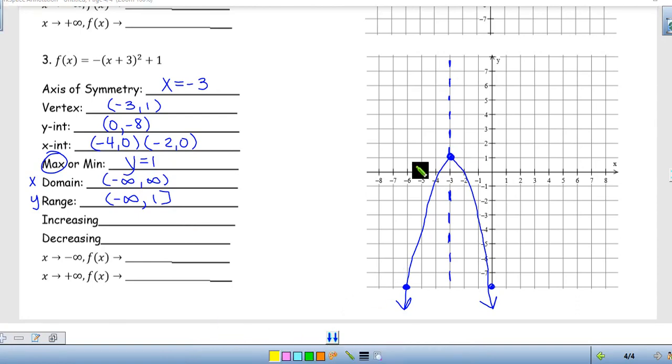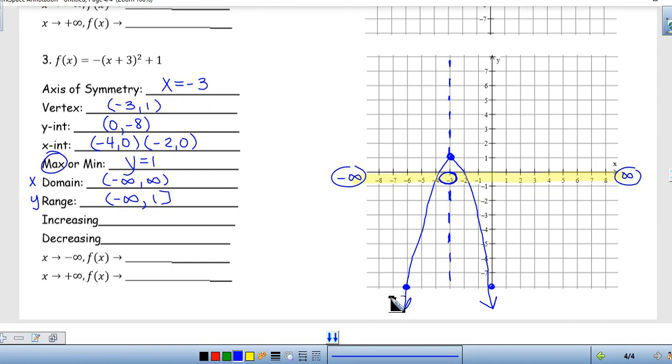Increasing versus decreasing. Remember, only use the x values to describe increase and decrease. Always put your -infinity and your +infinity on your number line, and then circle your axis of symmetry number. These will be your intervals. So on the left-hand side, I am going up, so I'm increasing, and then I am decreasing on the right-hand side. So I am increasing between -infinity and -3, and decreasing between -3 and +infinity.